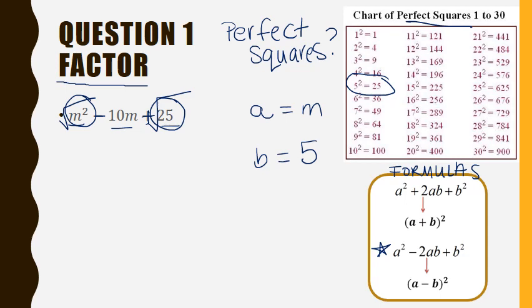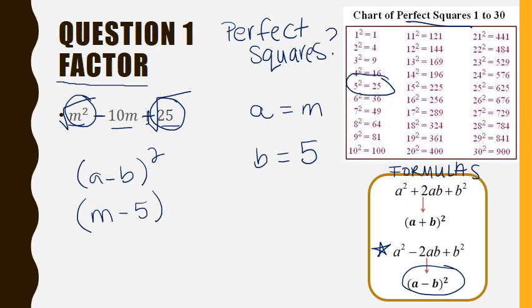Okay, now that I have my A and B, I can go ahead and plug those right into my formula. So my formula is A minus B all squared. My A was m, my B was 5. I'm just substituting in those values. There was my m for A, and I substituted that in. And then my B was 5, and I substituted that in. So that is it: m minus 5 all squared. That is the answer for question number 1. We've successfully factored that trinomial.